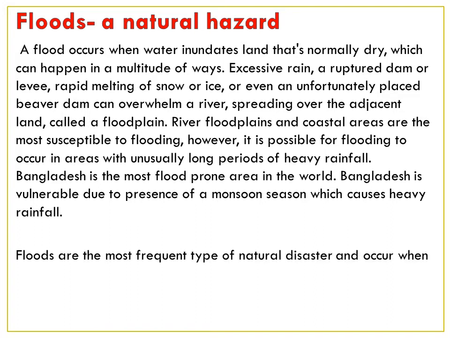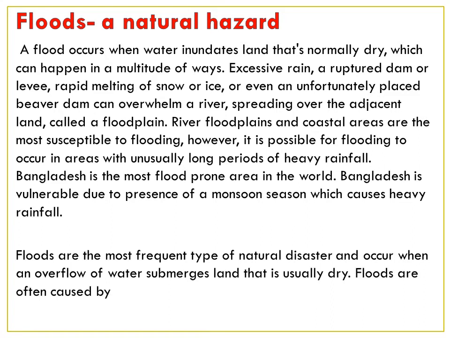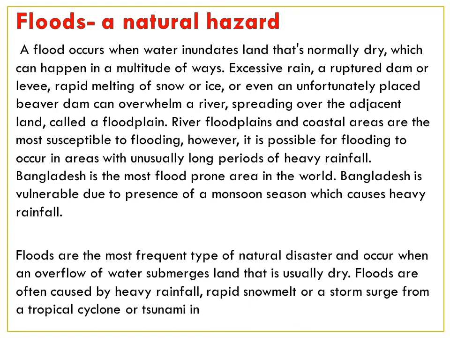Bangladesh is the most flood-prone area in the world. This is for your general knowledge, for your GK. Bangladesh is vulnerable due to the presence of monsoon season, which causes heavy rainfall. Floods are the most frequent type of natural disaster and occur when an overflow of water submerges land that is usually dry. Floods are often caused by heavy rainfall, rapid snowmelt, or storm surge from a tropical cyclone or tsunami in the coastal areas. Got it?